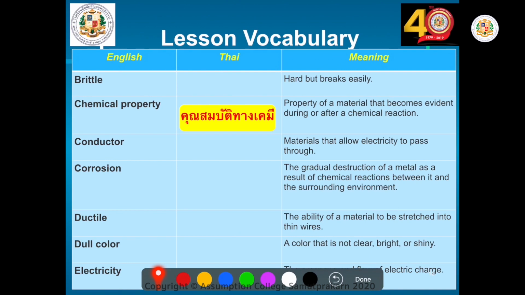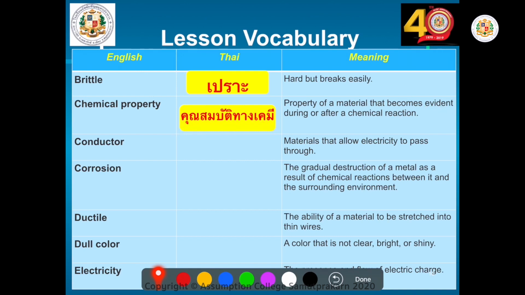So we have brittle. Brittle means something breaks easily. So for example, glass or a cookie. Okay? So in Thai, that's it. Chemical property is the property of an element or material that becomes evident or could be seen when a chemical reaction has taken place. So for example, in Thai, this is the translation.